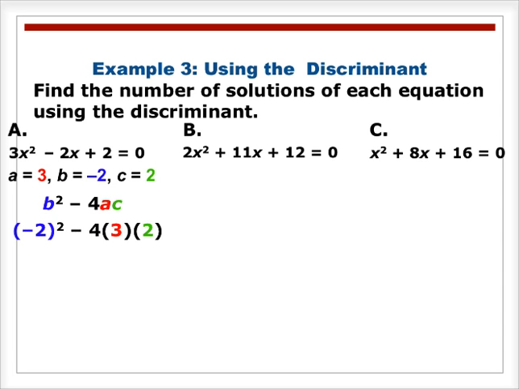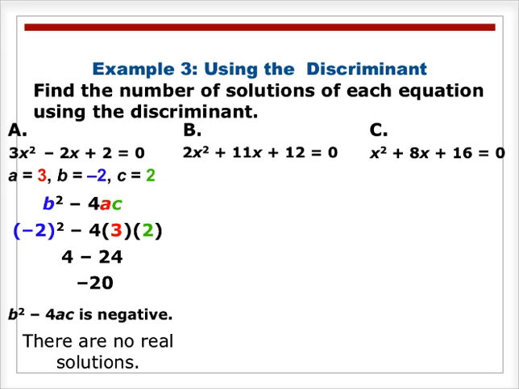We continue to simplify. And in this case, I notice that I'm going to have a negative 20. That means there's no solution. There isn't a solution because you can't have a square root of a negative.